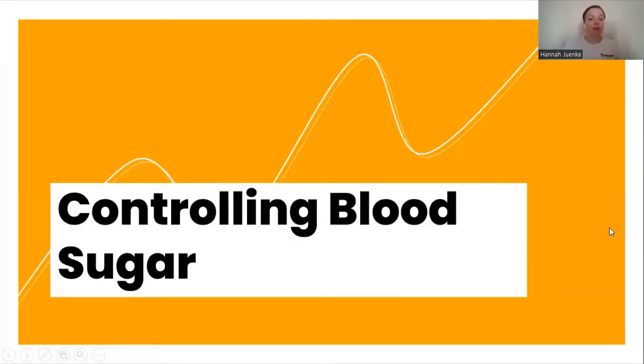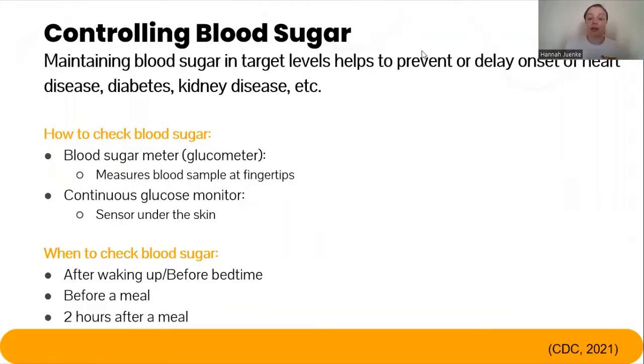Okay, now for controlling our blood sugar, it's a little different. But it's really important to control our blood sugar, because by maintaining our blood sugar in our target levels, which I'll talk about later, this can help to prevent or delay the onset of heart disease, diabetes, kidney disease. There's lots of other things that are connected to blood sugar.